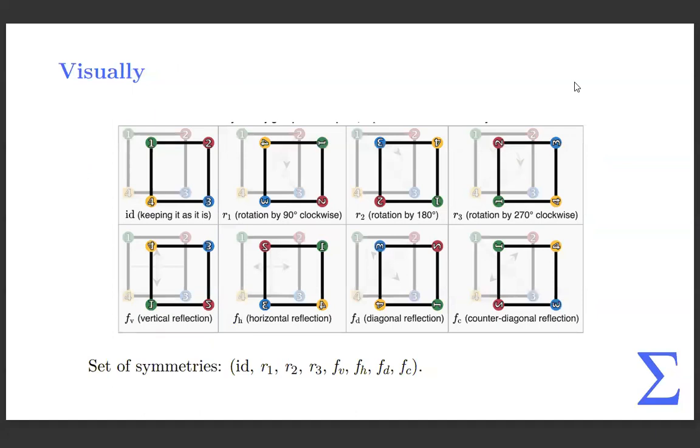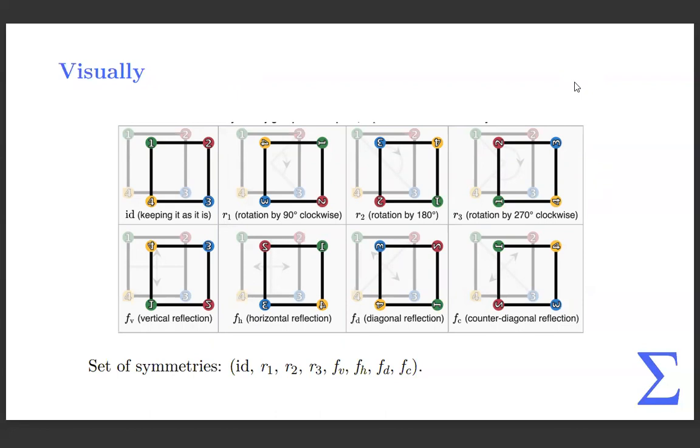Cool. So here it is visually, and this looks a bit involved, but it's not that bad. The first one is just I keep the square. The second one is I rotate it by 90 degrees clockwise. So 1 goes to 4, 2 goes to 1, 3 goes to 2, and 4 goes to 3. Does that make sense? That's what that rotation is. R2 is just rotated by 180, and then you can see how each vertex maps. R3, and then FB is vertical reflection, so I flip it across a vertical axis. I can do horizontal reflection, diagonal reflection, and counter-diagonal reflection over the diagonal that leans backwards.